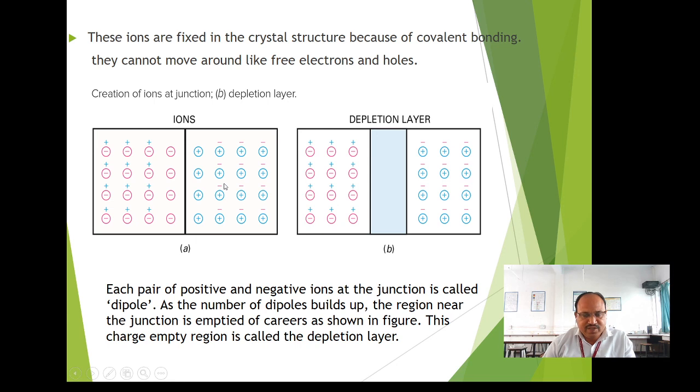Now in the next lecture we will see how this PN junction diode can be given external bias. That means how we can connect an external power supply to this diode, and we will see how it behaves.